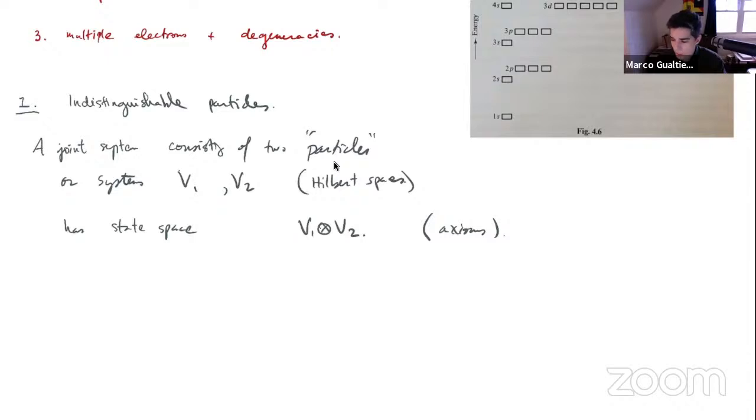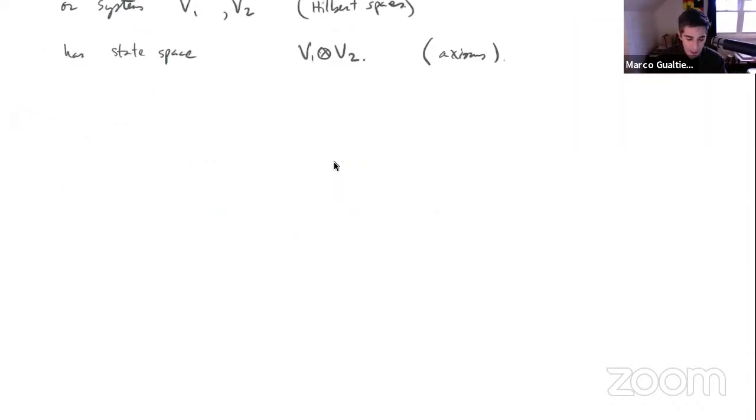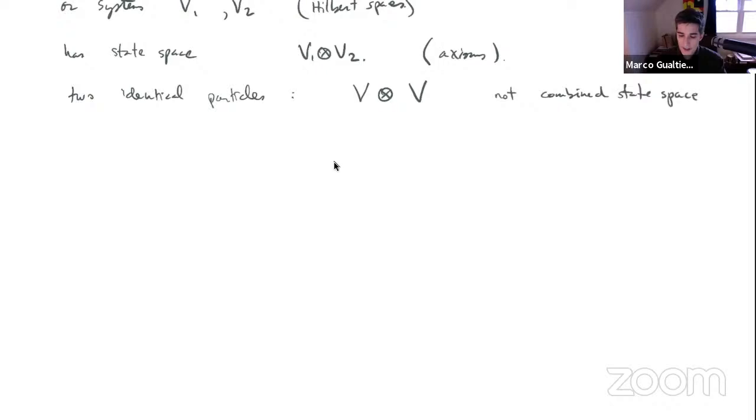Okay, so that means that if we have two identical particles, it's incorrect to say that their state is in V tensor V. This is not the combined state space. Because this makes it seem as if you can distinguish, for example, between this and this. These would be two different states in the tensor product.